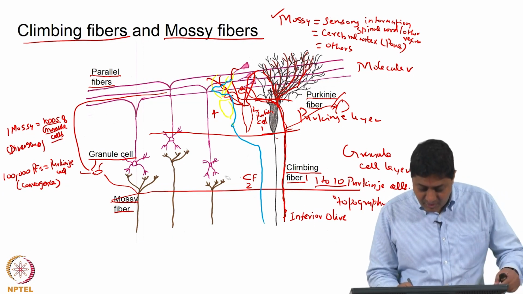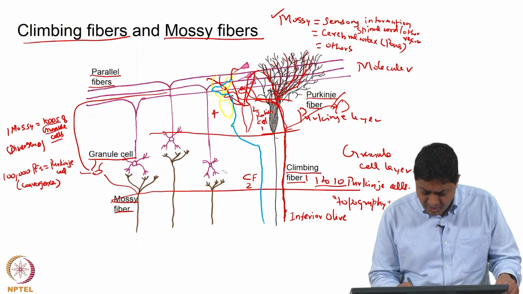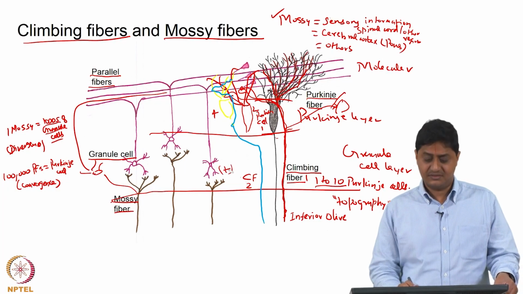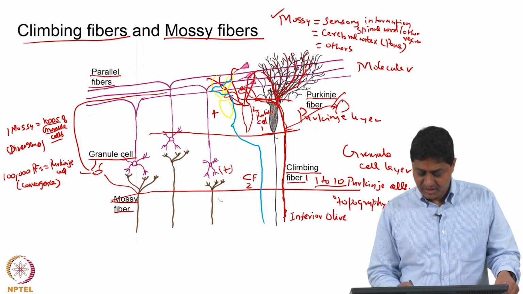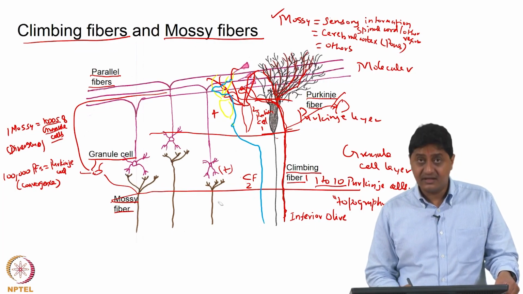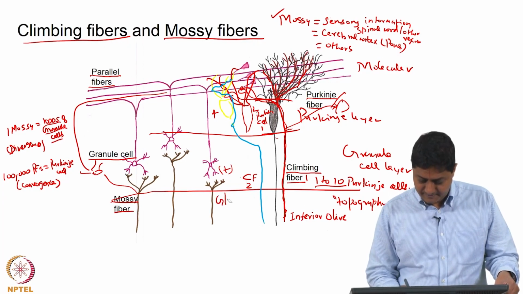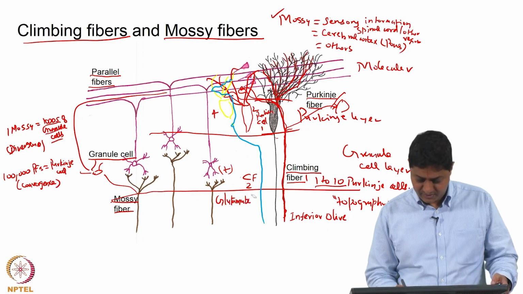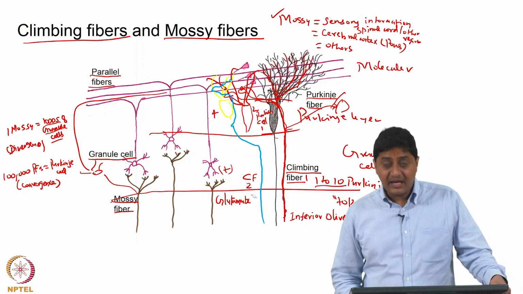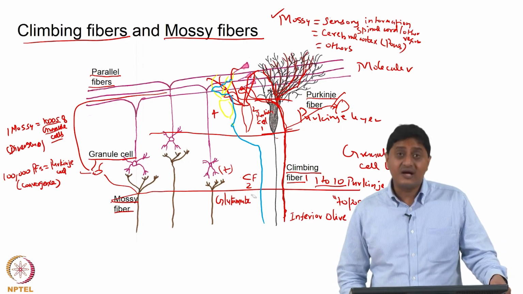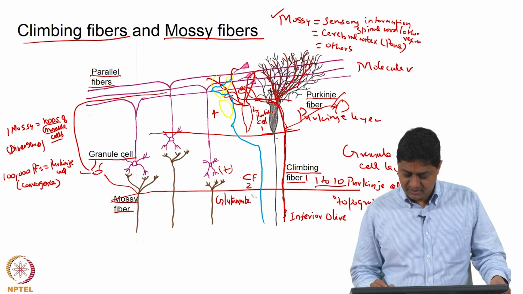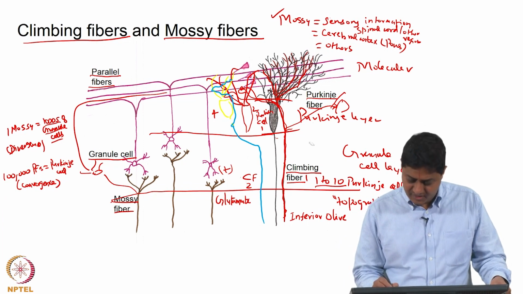It turns out that the mossy fiber granule cell system is an excitatory connection. Its input is excitatory, its neurotransmitter is glutamate, right. And the climbing fiber Purkinje cell system is also excitatory. Its neurotransmitter is also glutamate.